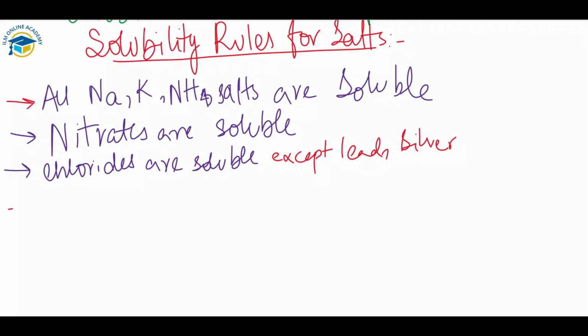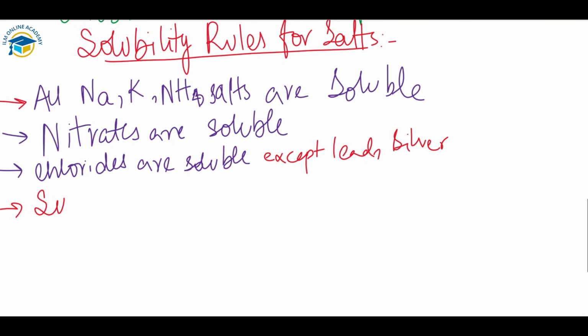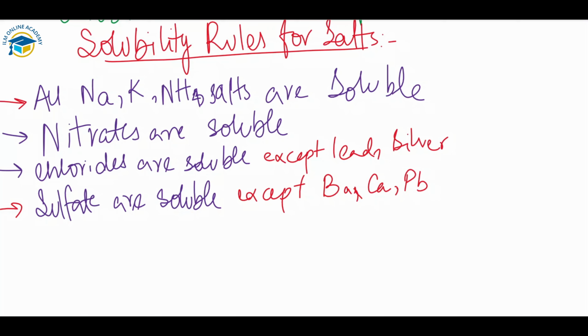Next, sulfates are soluble. All the salts that are prepared with sulfate are soluble, like we have read about zinc sulfate. So zinc sulfate is a soluble salt. The exception is that the salts made by barium, calcium and lead with sulfate are insoluble. Other than that, all are soluble, like zinc sulfate is soluble, but barium sulfate, calcium sulfate and lead sulfate are insoluble salts.